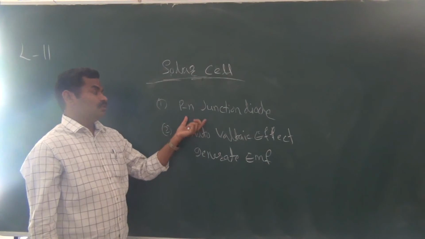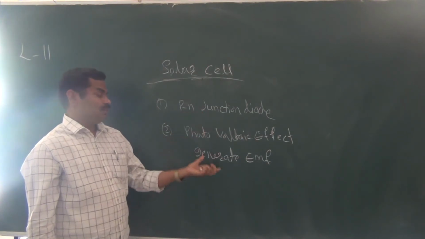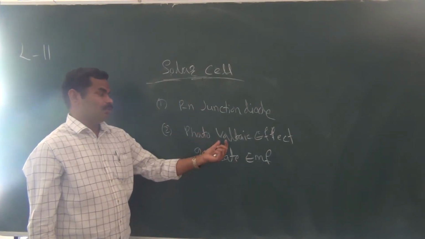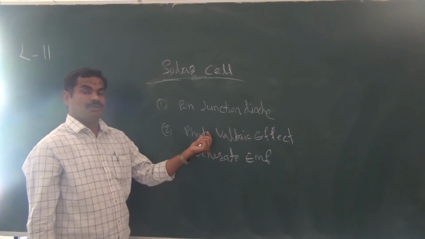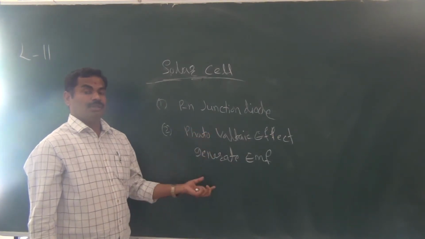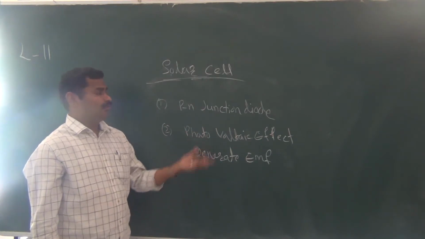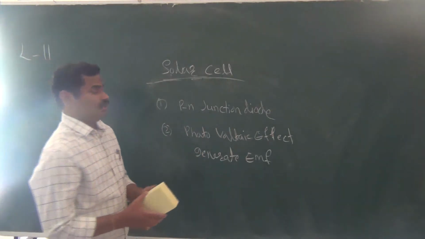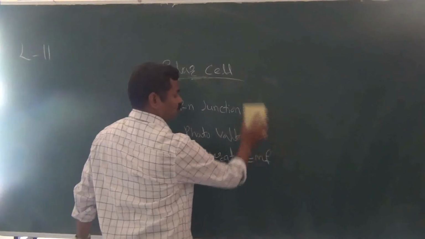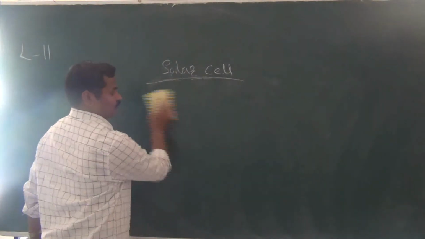No doubt, a solar cell is a PN junction and it generates EMF. It is working on the principle of the photovoltaic effect, or inner photovoltaic effect. The important thing is that we are not applying any biasing. And the important thing now, how to construct the solar cell.